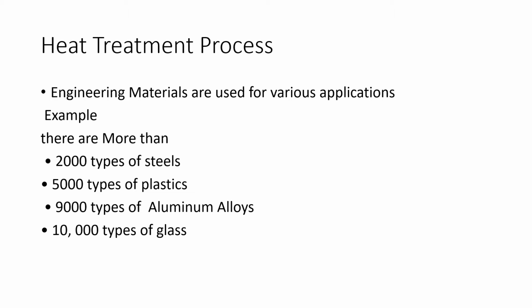Heat treatment processes. Engineering materials are used for various applications. For example, there are more than 2000 types of steels, more than 5000 types of plastics, more than 9000 types of aluminum alloys, and more than 10,000 types of glass. So heat treatment process is required to enhance their mechanical properties for the steels, plastics, aluminum alloys, and glass.